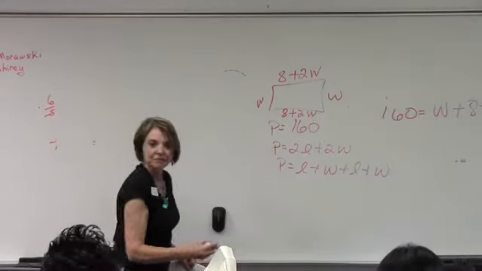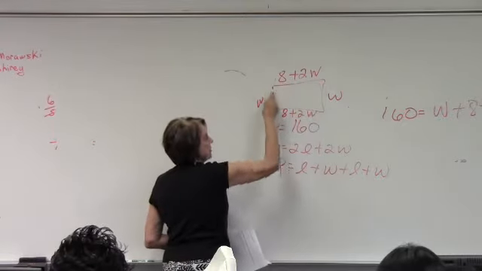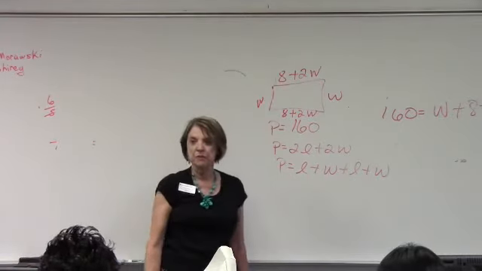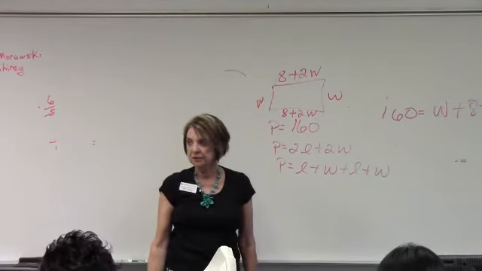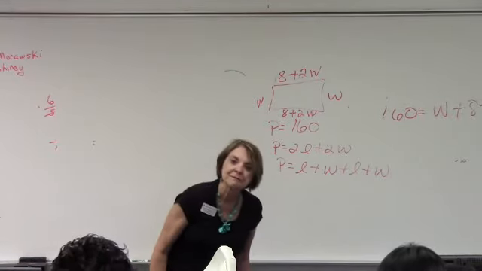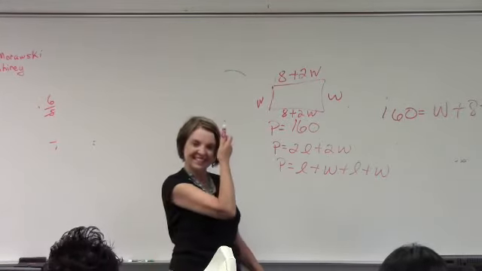8 plus 2W. Plus 8 plus 2W. Okay. Did we go all the way around? W plus 8 plus 2W plus W plus 8 plus 2W. Make sense so far? Yes? No? Can't see it.